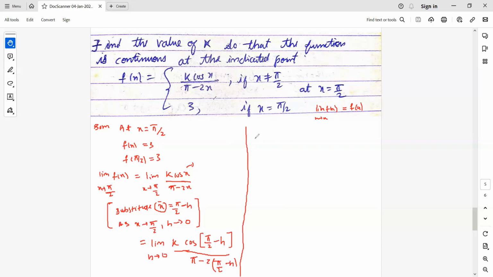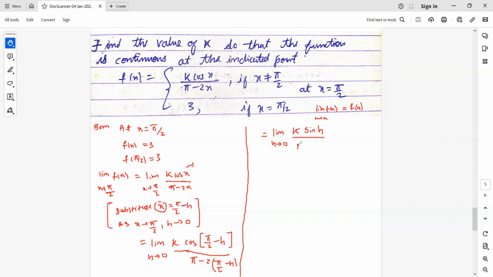On simplifying it further, this will be equal to limit, say, k into cos of pi by 2 minus h. By making use of the formula we discussed, cos of 90 minus theta is sin h. So it will be sin h divided by, h tends to 0, you keep as it is. And in the denominator, when you multiply 2 inside the bracket, 2 into pi by 2, 2 and 2 will cancel, and 2 into minus h will be minus 2h.